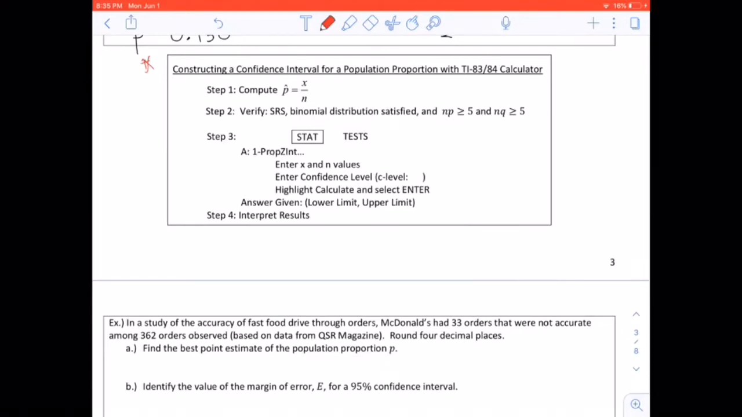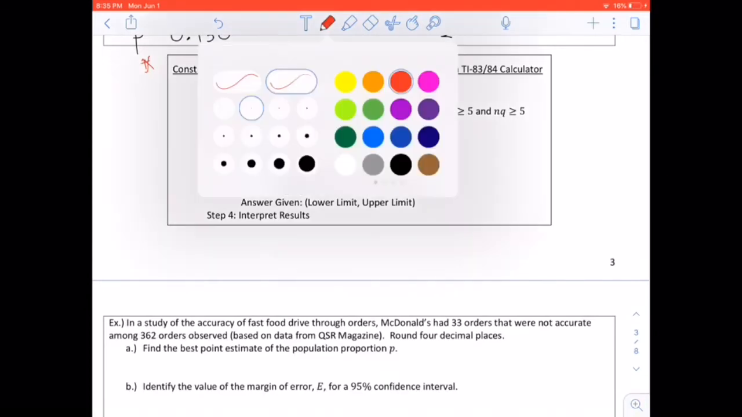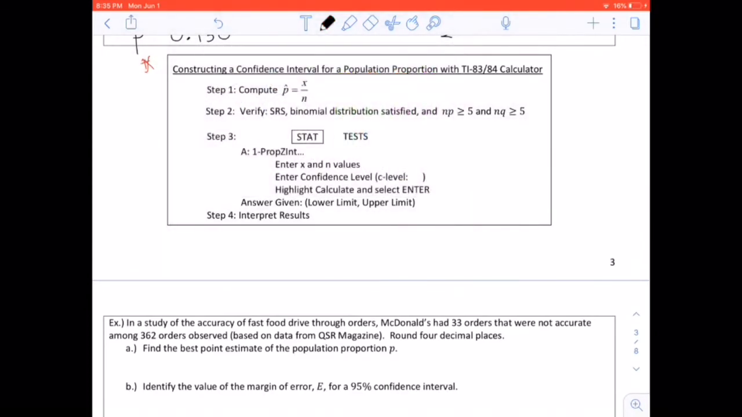So the next thing that we have on here is constructing a confidence interval for a population proportion with a TI-83 or 84 calculator. So first thing is, a lot of times it's going to ask you for your point estimate, which is P hat, which is going to be X divided by N. Then you have what you need to verify. And then for our testing, we go to stat, test, and then for me it was A. If it's different on your calculator, change it. And we go to one prop Z int, which you're going to be asked to enter in X and N values. You're going to enter your confidence level, which is called C level, highlight calculate, and select enter. And when you do this, it's going to give you a lower bound and an upper bound, or a lower limit and an upper limit. And then we're going to interpret our result.